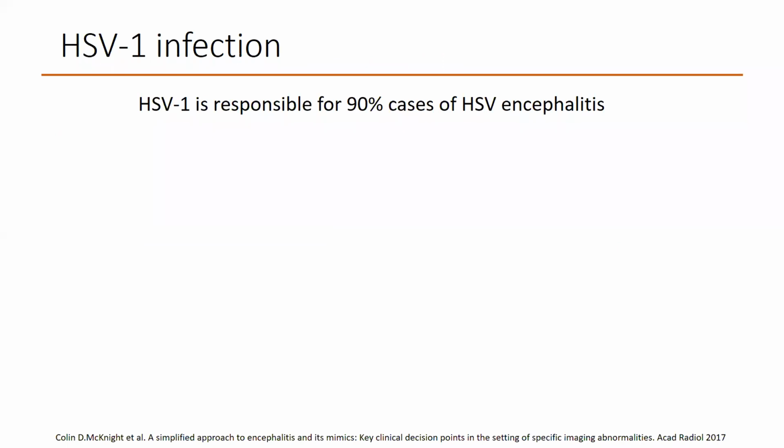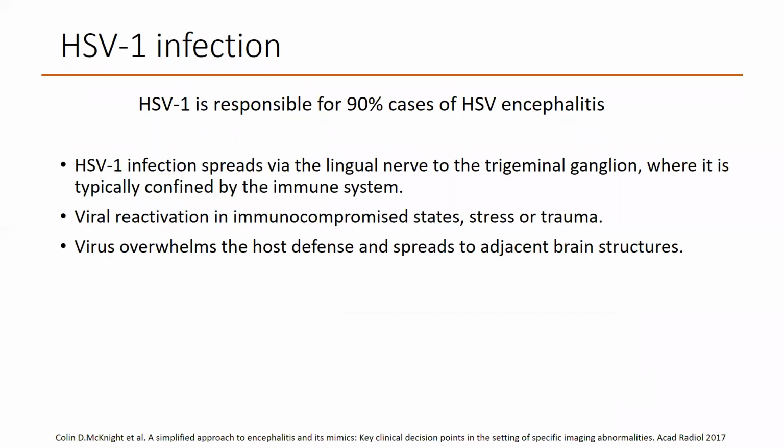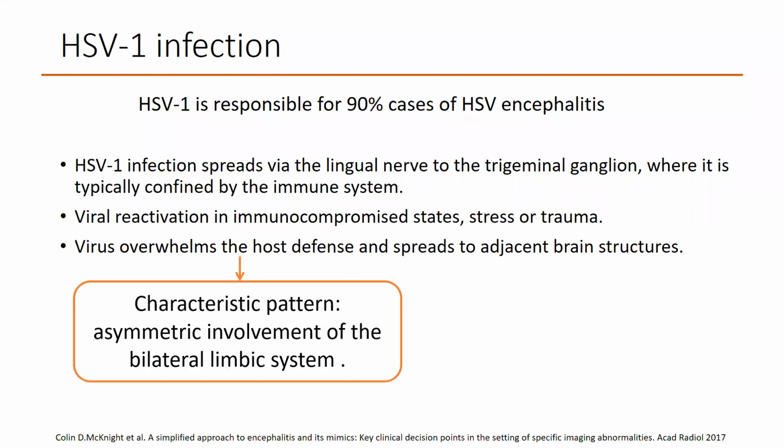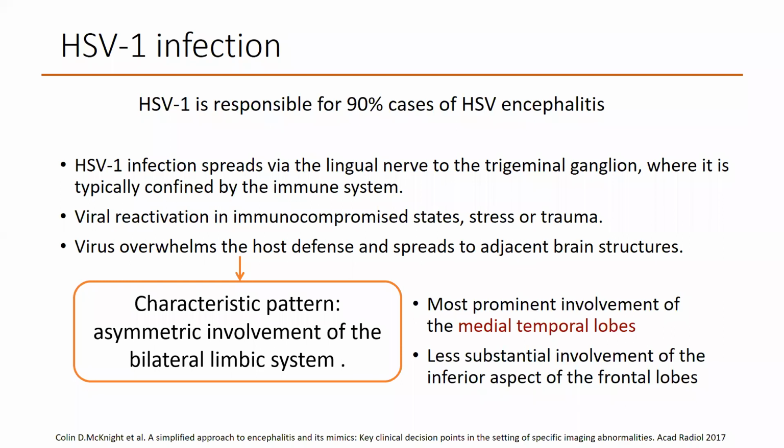HSV1 is responsible for 90% of cases of HSV encephalitis. HSV spreads via the lingual nerve to the trigeminal ganglion. When there is some trauma, stress, infection, or some situation, viral reactivation occurs and it spreads to the adjacent brain structures via the trigeminal nerve. So the characteristic pattern you have seen is asymmetrical involvement of the bilateral limbic system, and part of the frontal lobe may also be involved.